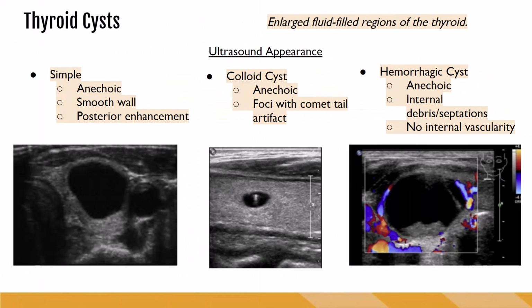To recap thyroid cysts then, remember that we can have a simple cyst, which is very rare but follows the same ultrasound appearance as all simple cysts. Colloid cysts are going to be anechoic but have that foci with comet tail artifact. And then lastly, our hemorrhagic cysts are going to be anechoic with some internal debris and septations, but should have no internal vascularity.